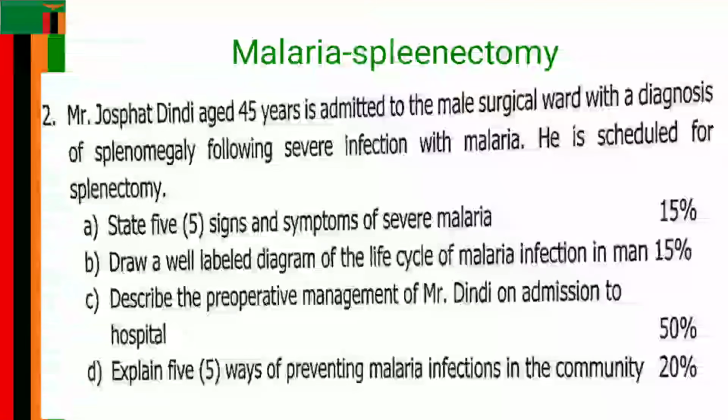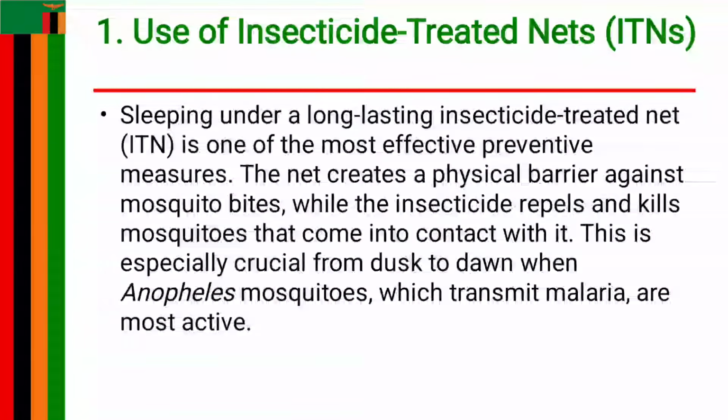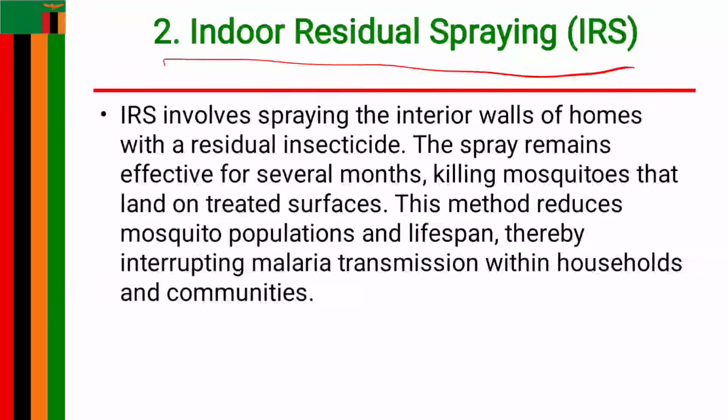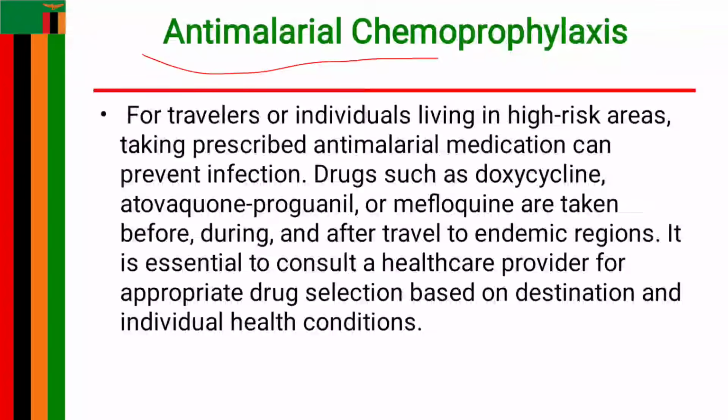The last question was: explain 5 ways of preventing malaria infection in the community. And amongst ways of preventing malaria infection, we talk about use of insecticide treated nets, because sleeping under a treated mosquito net will prevent at least exposure or direct biting from mosquitoes. From there, indoor residual spraying can also help eliminate mosquitoes that are being harbored within the house. From there, of course, use of anti-malarial chemoprophylaxis.